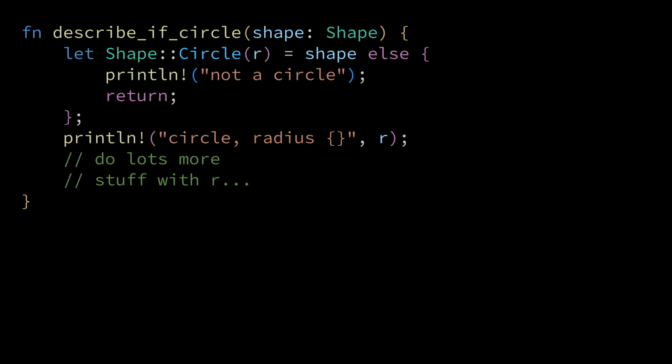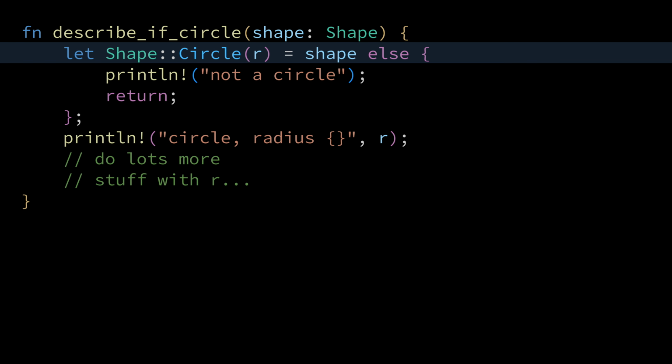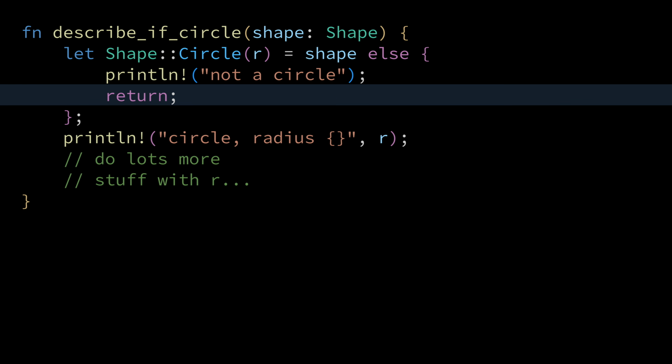Instead, we can write it like this. This is called let-else syntax. I can write a let statement at the top level with a refutable pattern as long as I provide an else block. The else block must diverge, meaning execution cannot reach the end of the else block. I can return from the function, I can exit the process, I can panic. If this was inside a loop, I could break or continue the loop.